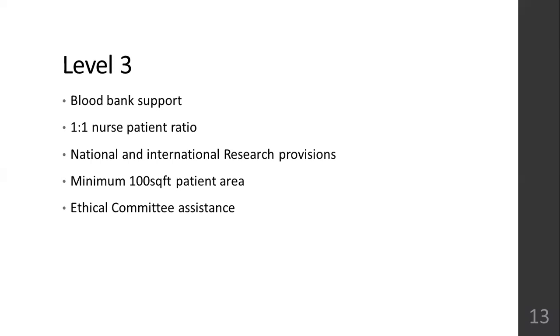National and international research provisions are available here. A research department is a requirement in level 3. A minimum of 100 square feet of patient area for each patient should be provided. Ethical committee assistance will be there. Wherever research is done, wherever a research department is there, ethical committee assistance will also be there.